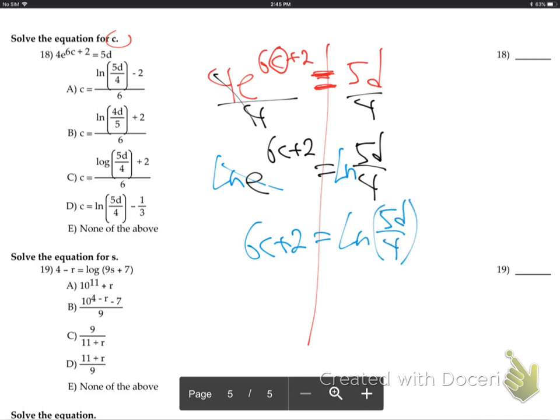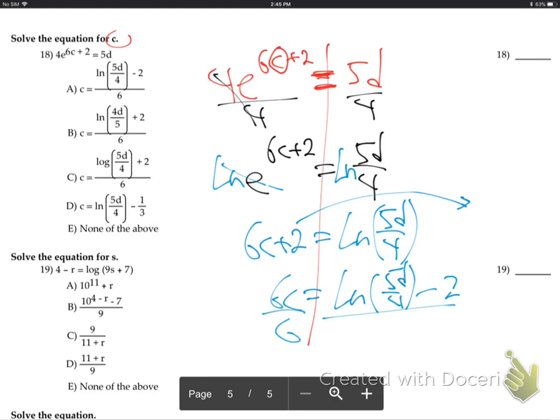Is that easier thinking that way? They're opposites. e and ln. Just like 10 and log are opposites. e and ln are opposites. Now it's easy. Just move the 2 over. Subtract the 2 from both sides. ln of 5d over 4 minus 2 and divide by the 6. Hopefully it's there just like that. Is it A? Yeah. Good.